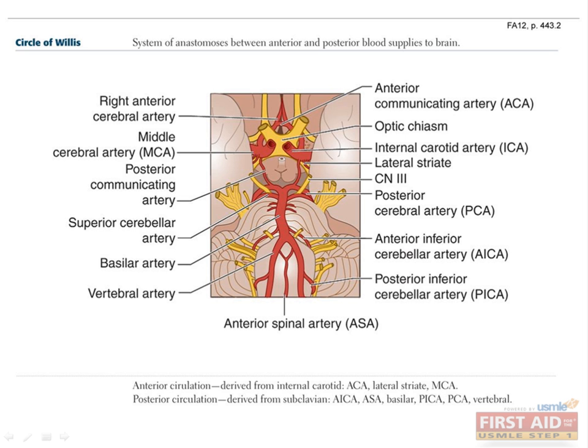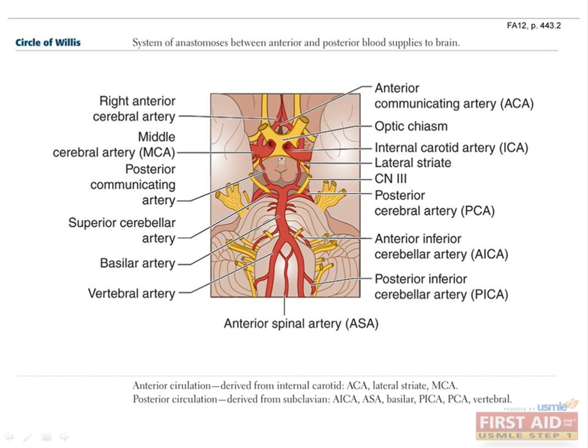Meanwhile, the ICA ascends and splits into the MCA and ACA. The posterior communicating arteries are the anastomotic vessels that connect the PCAs to the MCAs. The ACAs are connected to each other by a different anastomosis, the anterior communicating artery.